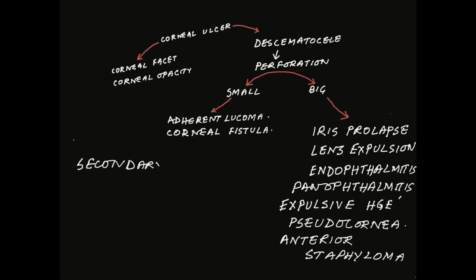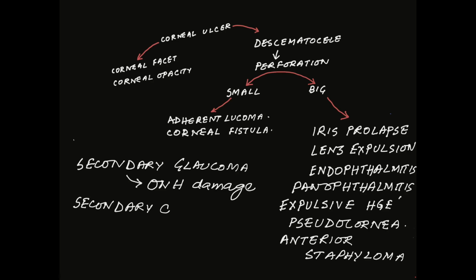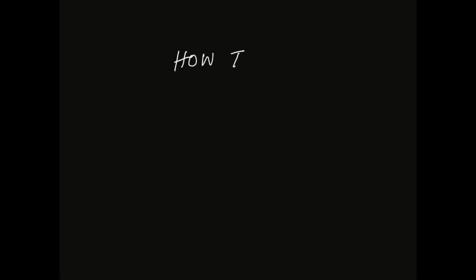Secondary glaucoma develops because of effect on the angle of the anterior chamber, and simultaneously optic nerve damage will ensue. The secondary cataract, which is also known as complicated cataract, may develop because of effect on the nutrition of the lens. So, how to prevent these complications or disasters arising out of corneal ulcer? For that we shall have to wait for the next class.